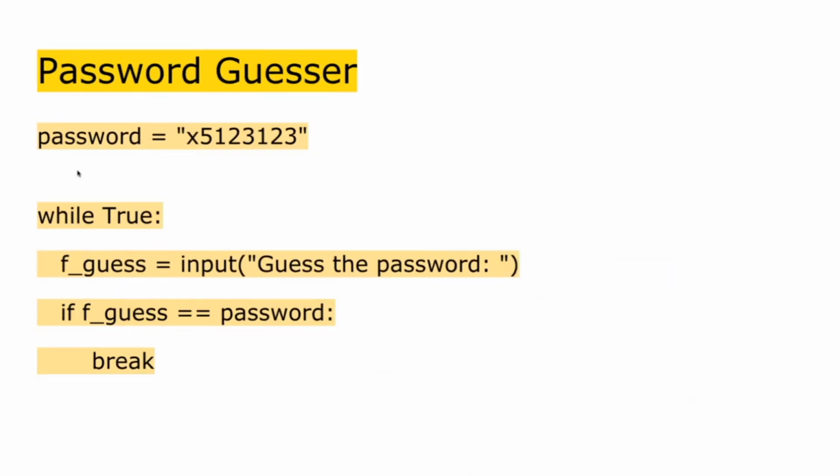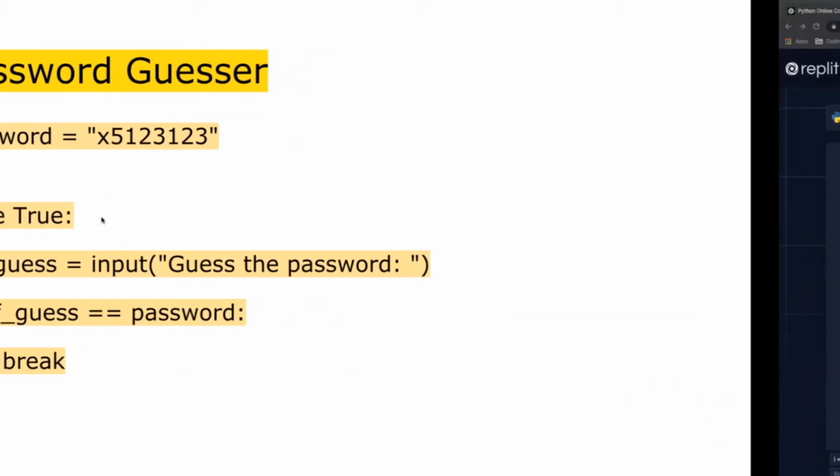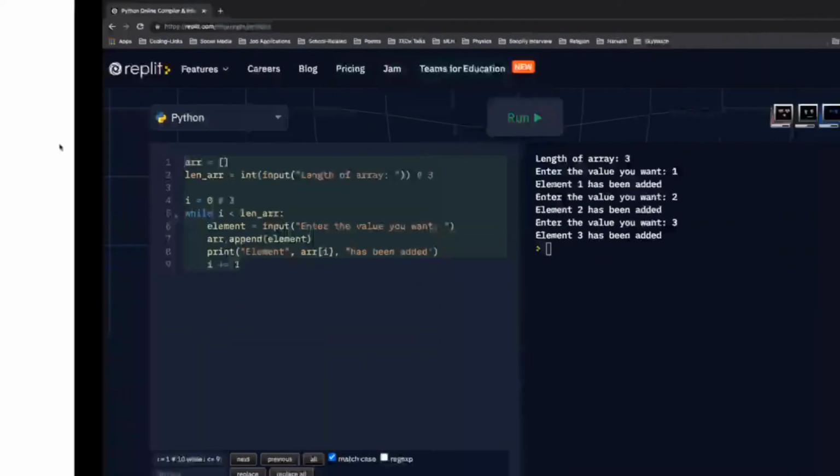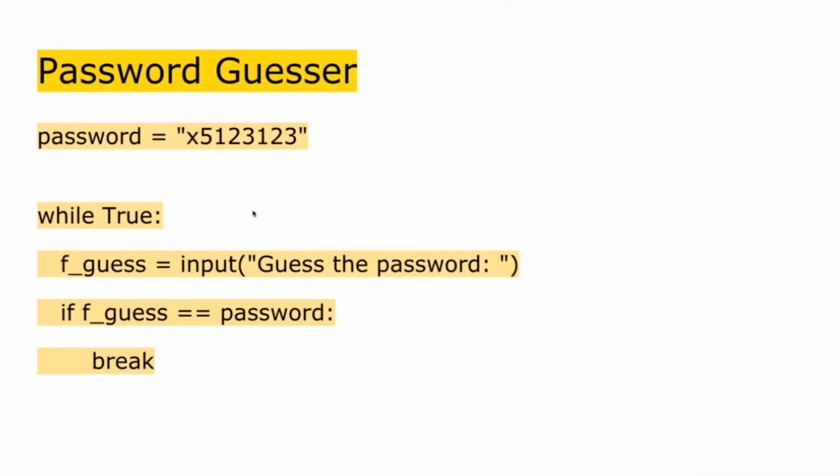We can have a password guesser. This time using a while loop again. Let's try to understand this code first, okay? Instead of coding and just saying, okay, it works. Password is equal to x51231123. That, by the way, is not my password, so don't try and put it into any of my Gmail accounts. So while true, fguess, first guess, is equal to input, guess the password.